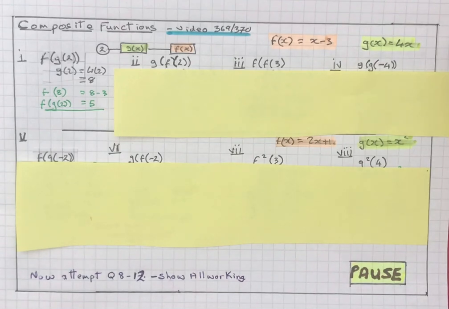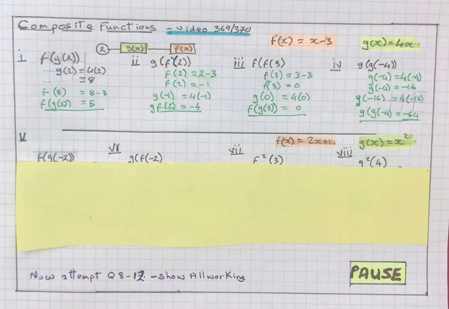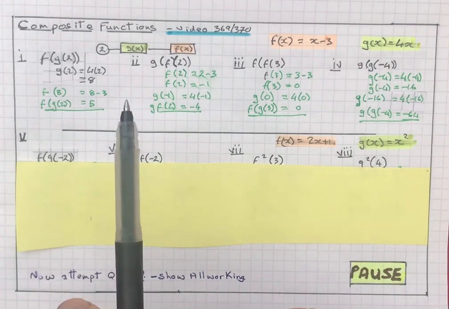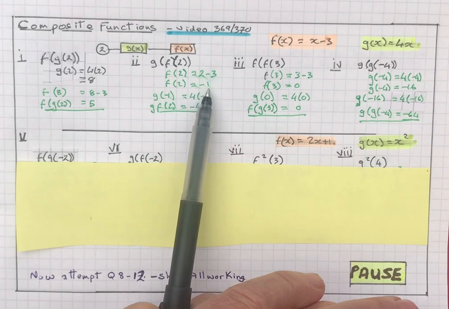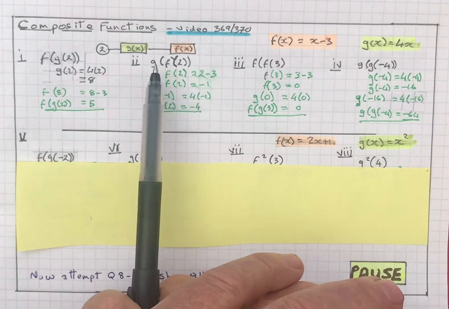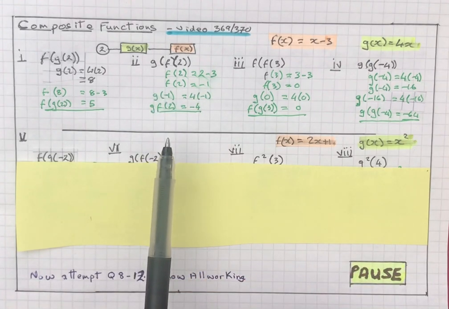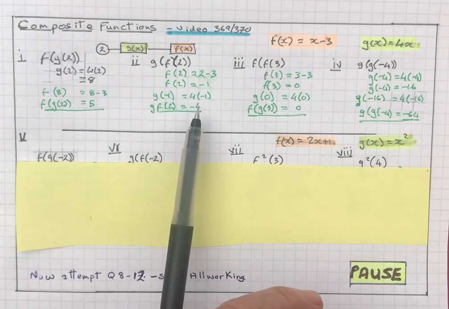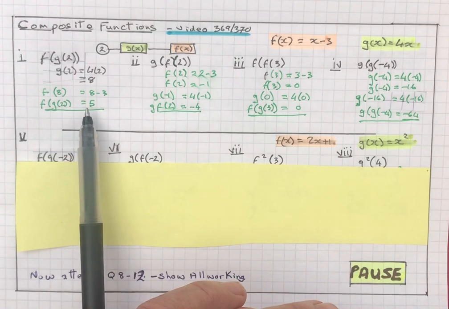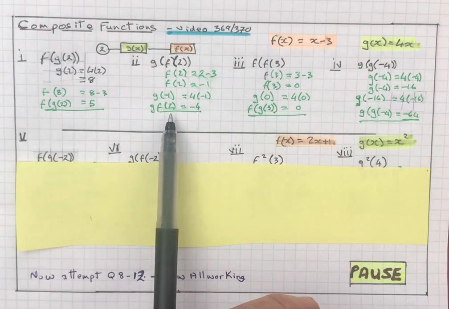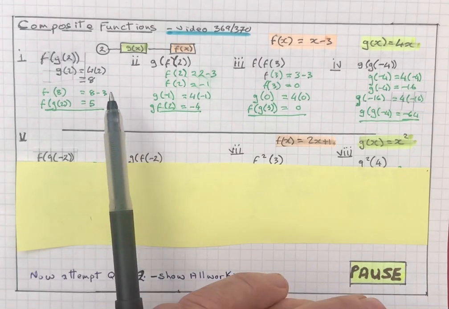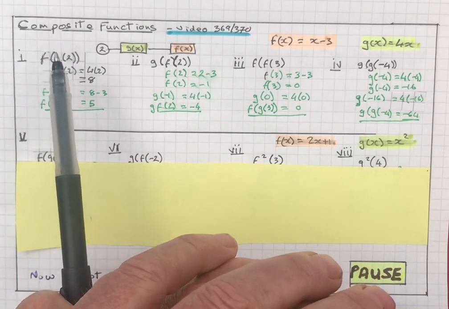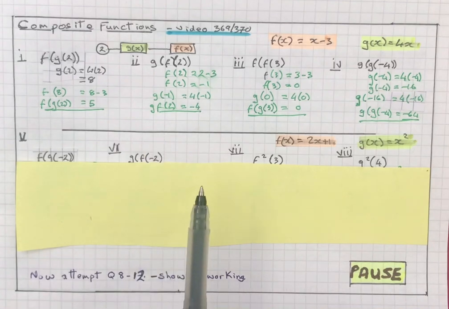Okay, 3, 2, 1. The idea is, if I do f of 2, 2 minus 3 gives me minus 1. That becomes my input to my next one. So the g of minus 1 will be 4 times minus 1, which is minus 4. So f of g of 2 was 5, g of f of 2 was minus 4. So the order is important. Always do the function next to the 2 first.